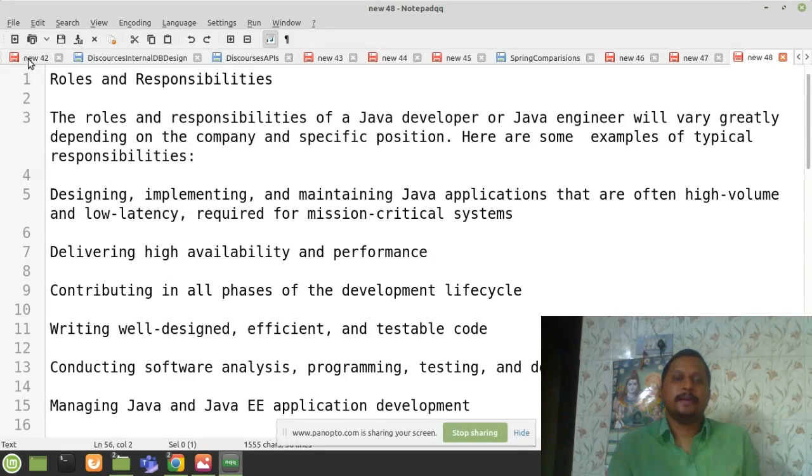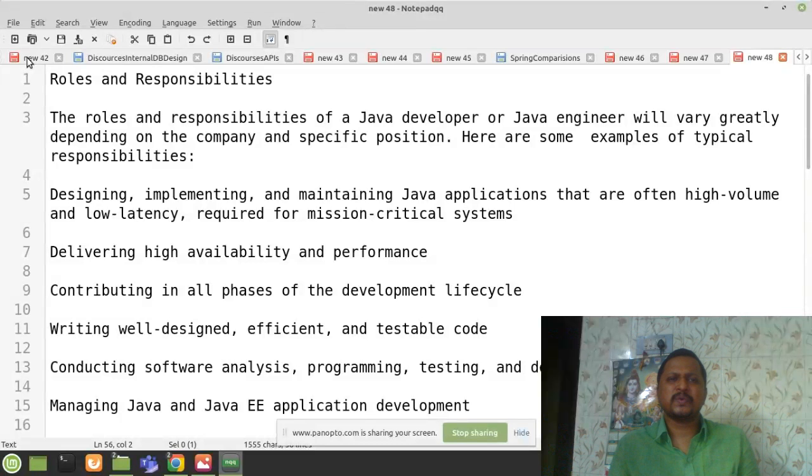That means in one company the development may be done in one technology, in another company in another technology, and also the way of implementation or the development process varies from one company to another. So the roles and responsibilities of a Java developer will definitely vary depending upon the company and the specific position. Here are some examples which are common for a Java developer. These roles and responsibilities I have gathered, and today I am going to explain them.